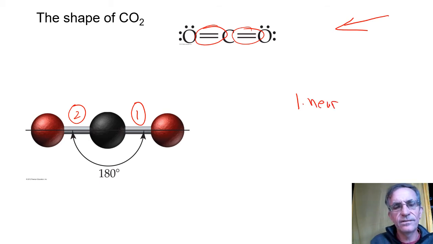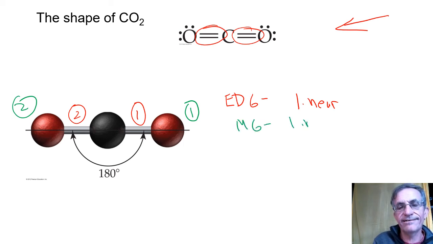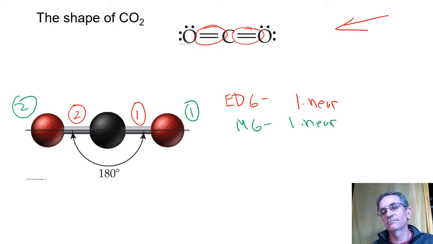Now, it turns out the electrons are on opposite sides of the carbon atom, so the electron domain geometry is linear. The oxygen atoms are also on opposite sides of the carbon atom, so the molecular geometry is also called linear. Everybody's in a line. They're 180 degrees apart, on opposite sides from each other around that middle atom.